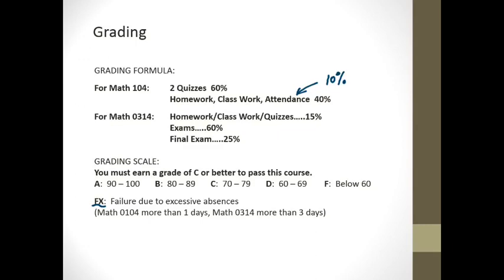The grading scale is pretty standard. Basically, you have to earn a score of 70% to pass this course. And be careful about absences, because excessive absences lead to failure. You would receive an FX for that. If you are absent more than 1 day in Math 104 or more than 3 days in Math 314, then that's the grade that you would earn if you fail the course.